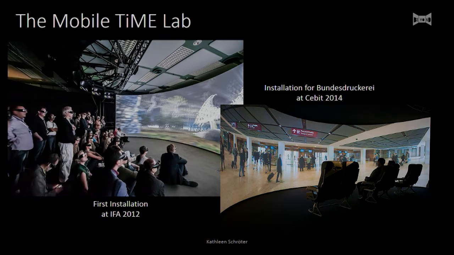But other use cases, not only arts, would be industrial applications. Here you see an example where we brought a mobile version of our TimeLab. Basically, this 180-degree screen is 3.5 meters high and 8 meters wide, or actually it's 12 meters, and then you curve it. So it's a really big screen. And we brought this to the CeBIT, or also to IFA in Berlin in 2012, where we had the first presentation of the mobile version. As you see, this is also 3D capable.